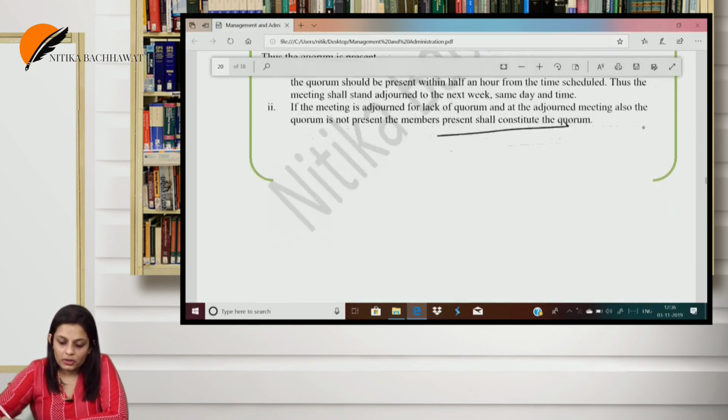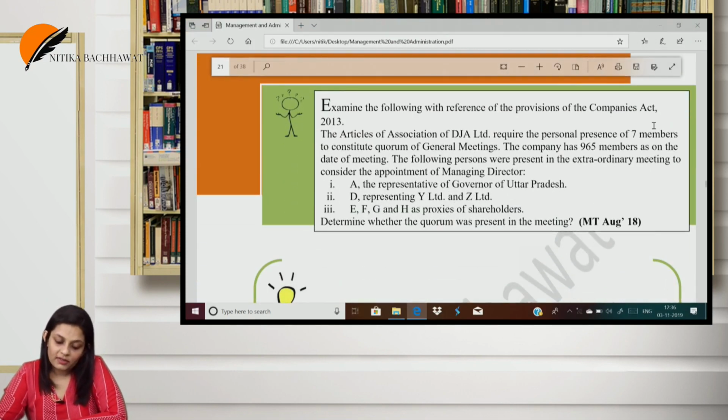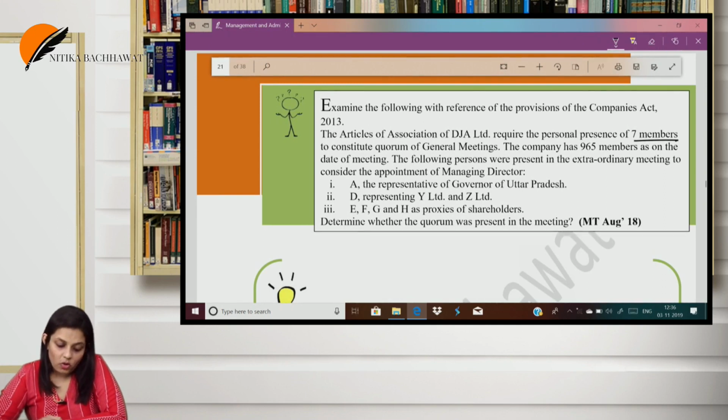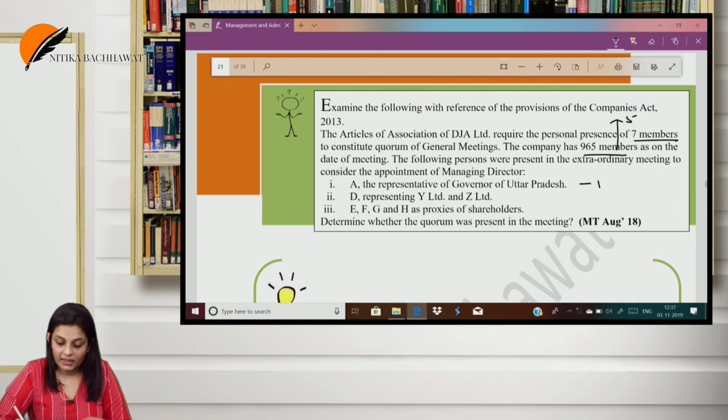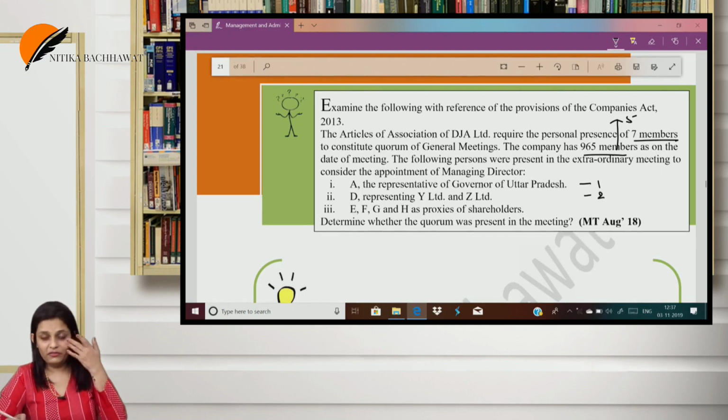Correct? Moving on to the next question, examine the following with reference to the provisions of the Companies Act 2013. The Articles of Association of DJA Limited require the personal presence of 7 members to constitute quorum of the general meeting. The company has 965 members, so it's not against the Act because the Act says 5. As on the date of the meeting, the following persons were present in the EGM: A, the representative of Governor of UP; D, representing XY Limited, Z Limited. He shall be counted as a member personally present for each such body corporate. Proxies. Determine whether the quorum is present or not.